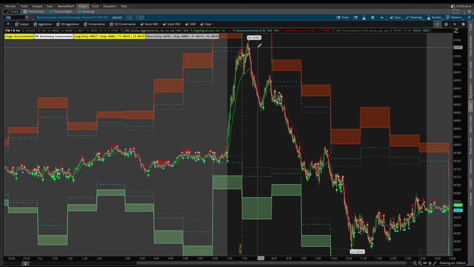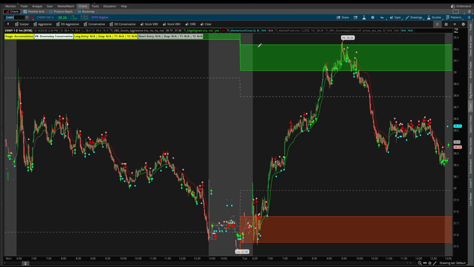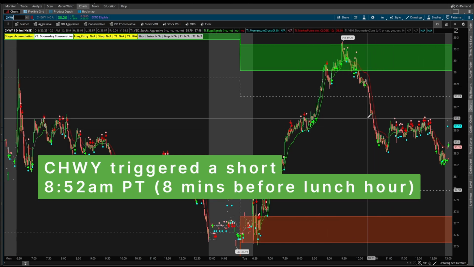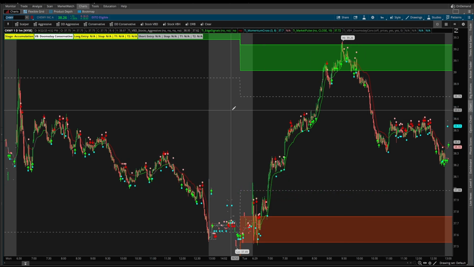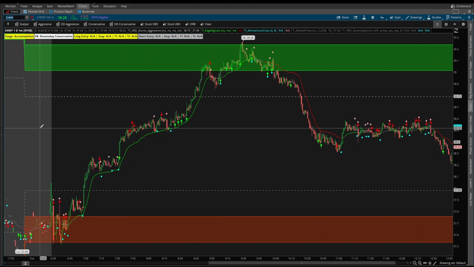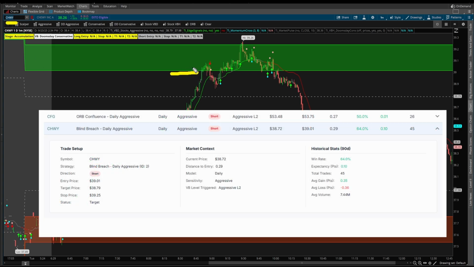Now let's switch gears and take a look at Chewy. So Dow triggered early in the morning, Chewy triggered later in the day after the lunchtime hour. Really the breach before the lunchtime hour, and the lunchtime hour was a whole lot of chop. So let me take you through it. Chewy triggered on our stock volatility box live scanner when it breached its volatility box models right here.